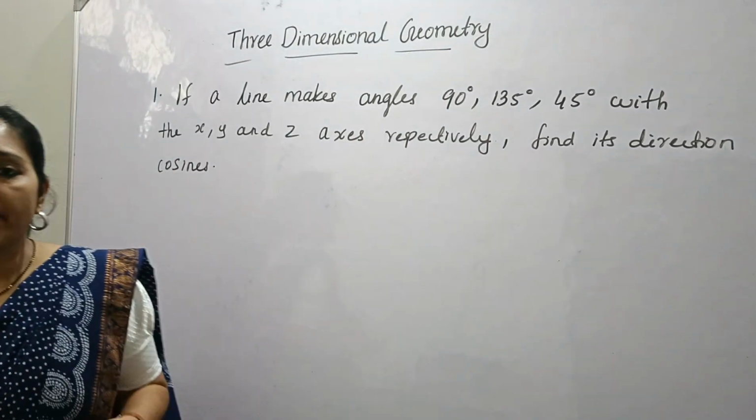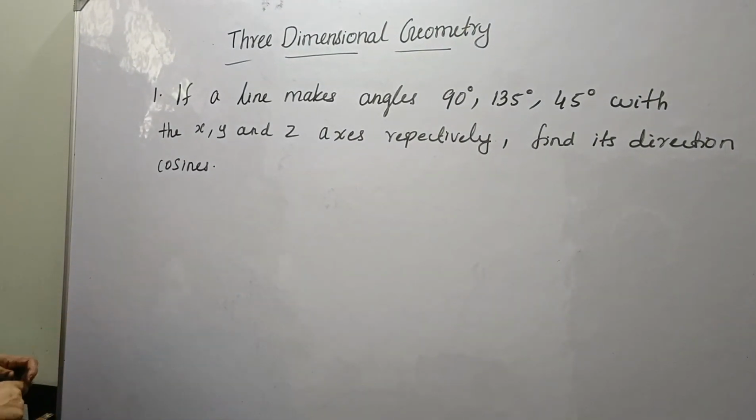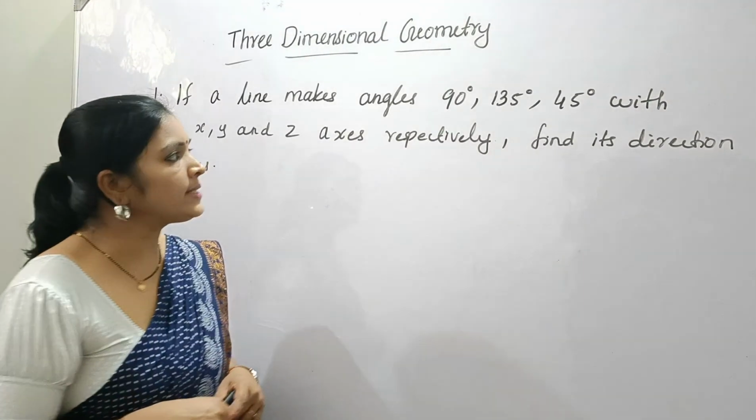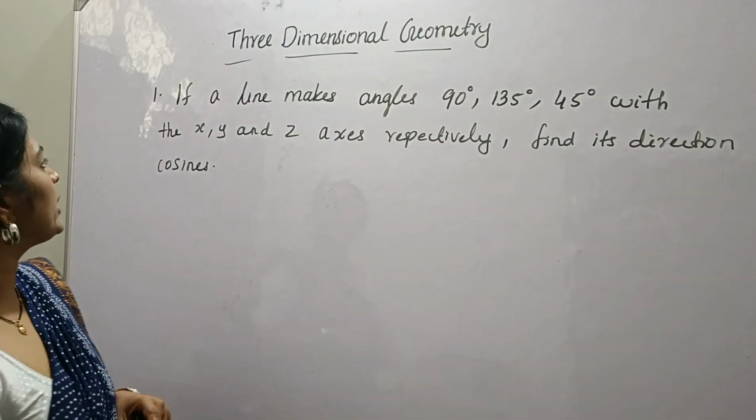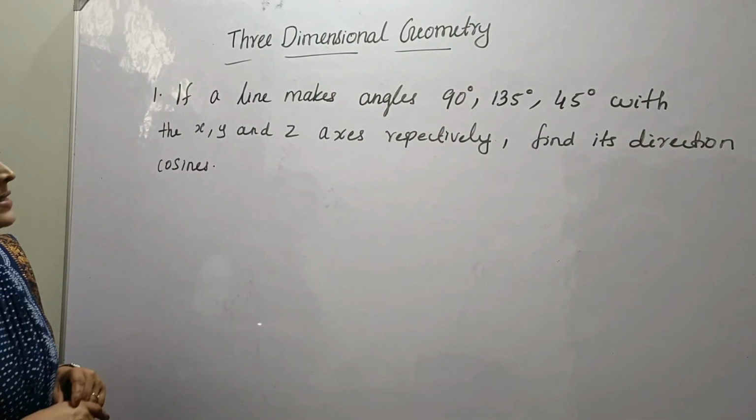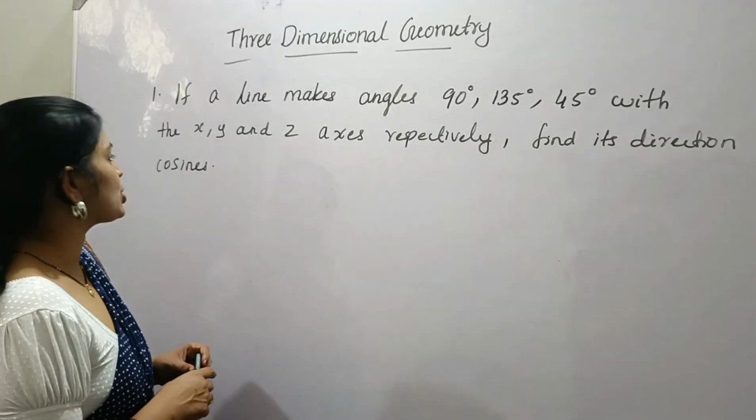Now let's go through exercise 11.1. First question. If a line makes angles 90 degree, 135 degree, 45 degree with the x, y and z axis respectively, find its direction cosines.